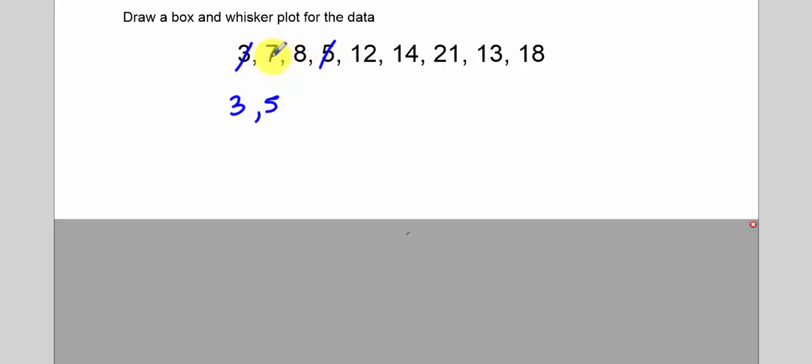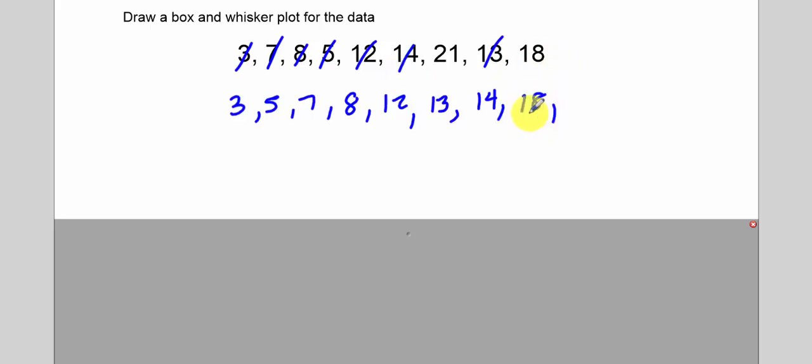Next smallest number is a 7. Then we've got an 8. Looks like 12, 13, 14, 18, and then 21. So we count these up, and there's 4, 5, 6, 7, 8, 9 numbers.